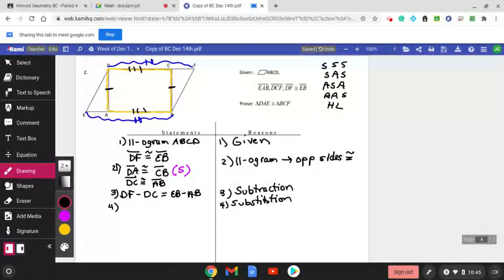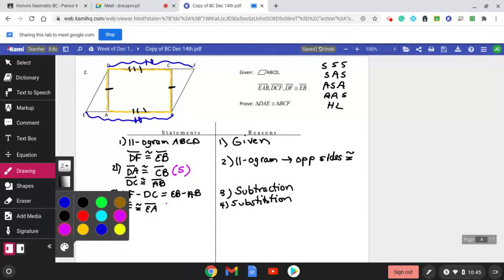And that would be CF congruent to EA. And that gives me a second pair of sides. All right, we are moving along. Perfect.